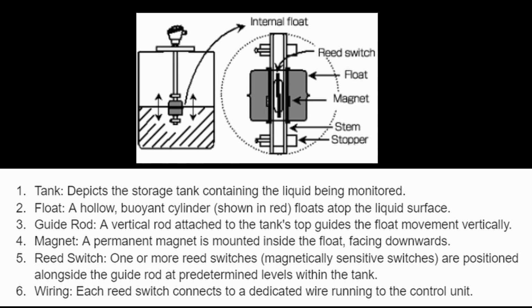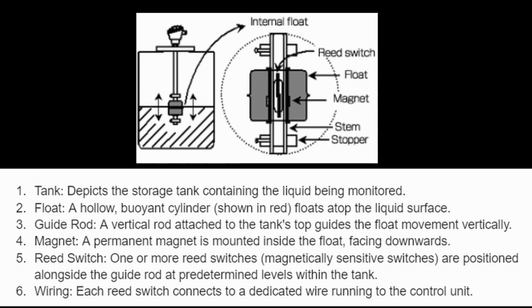1. Tank depicts the storage tank containing the liquid being monitored. 2. Float, a hollow, buoyant cylinder, shown in red, floats atop the liquid surface. 3. Guide rod, a vertical rod attached to the tank's top, guides the float movement vertically. 4. Magnet, a permanent magnet is mounted inside the float, facing downwards.